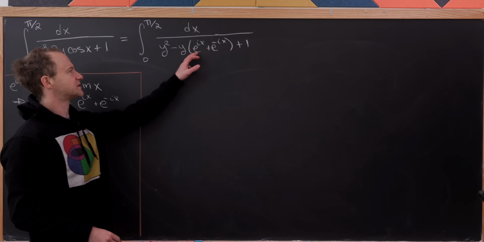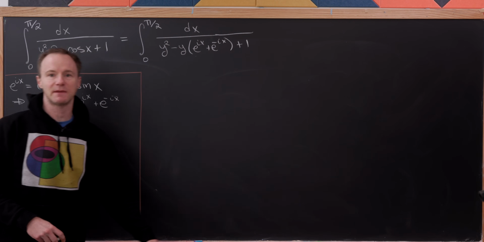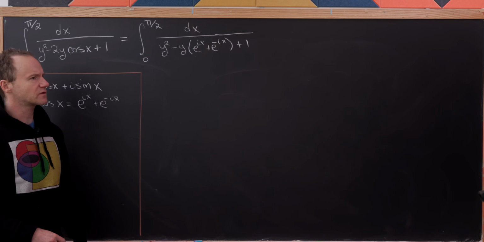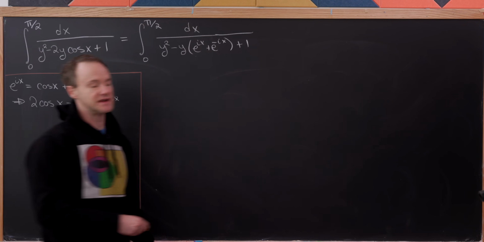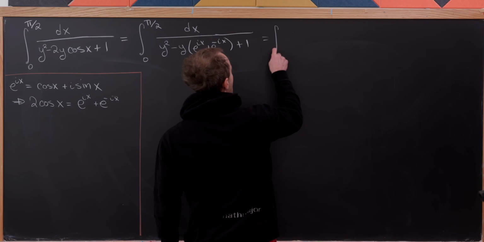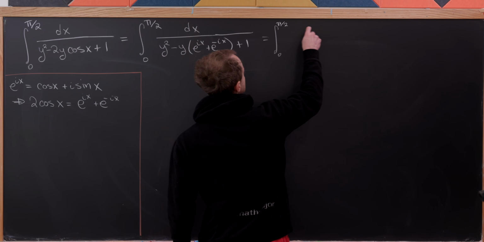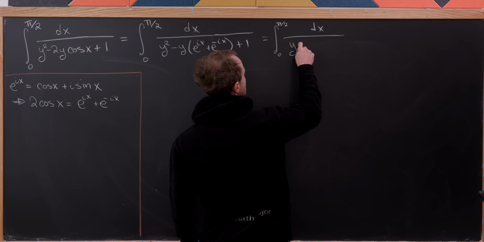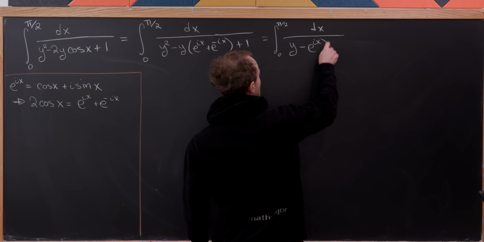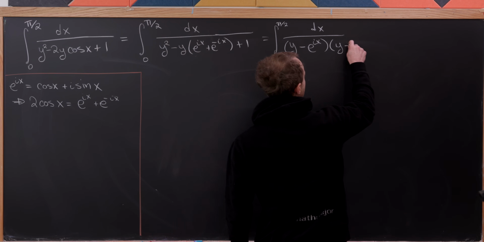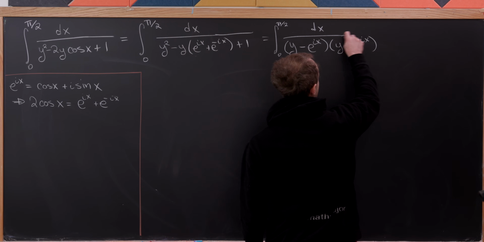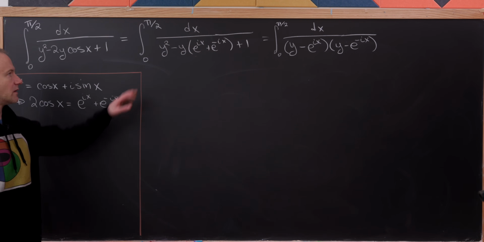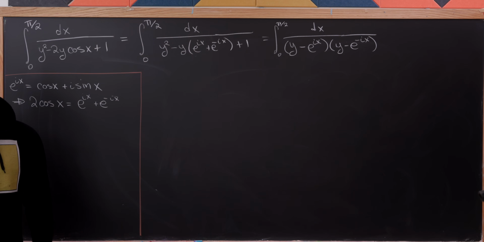But now let's observe that e to the ix times e to the minus ix is 1. So this motivates a really nice factorization of the denominator. Here we have the integral from 0 to pi over 2, and then dx over (y minus e to the ix) times (y minus e to the minus ix). And you can see if you multiply this out, you'll get exactly what we had before.